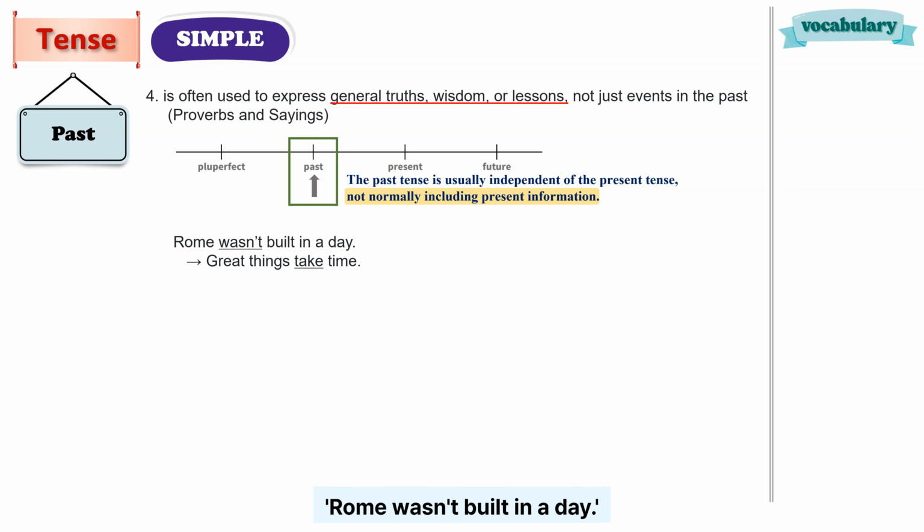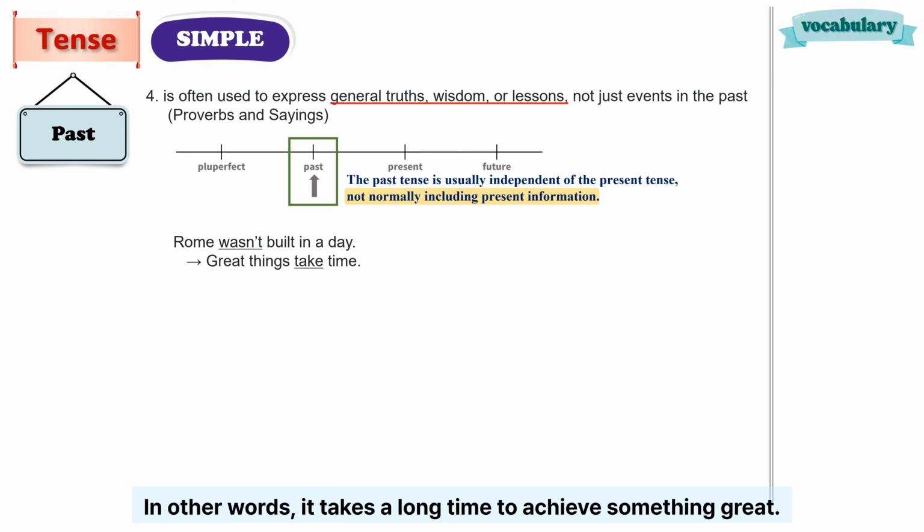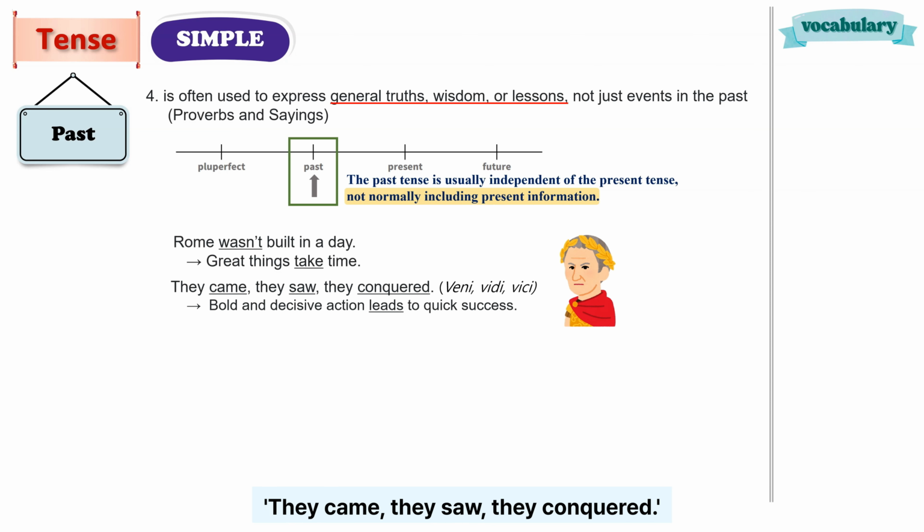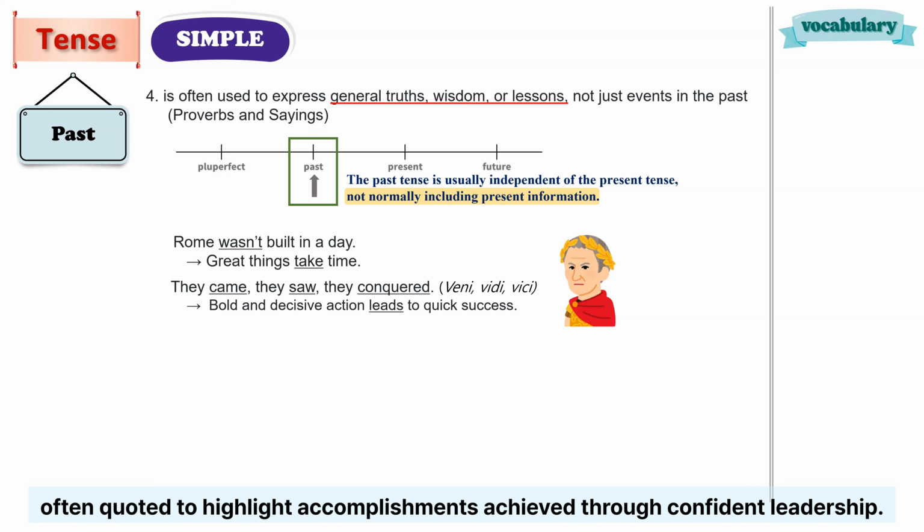Rome wasn't built in a day. In other words, it takes a long time to achieve something great. They came, they saw, they conquered. These are the famous words of Julius Caesar of Rome, often quoted to highlight accomplishments achieved through confident leadership.